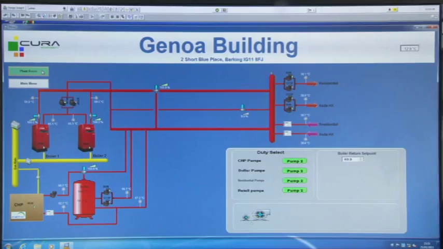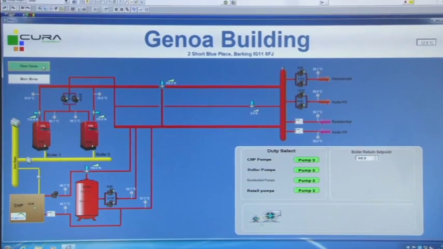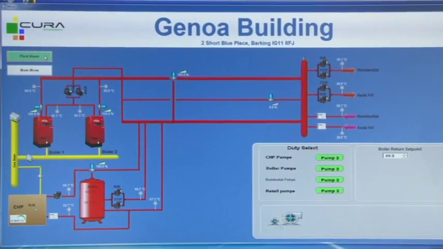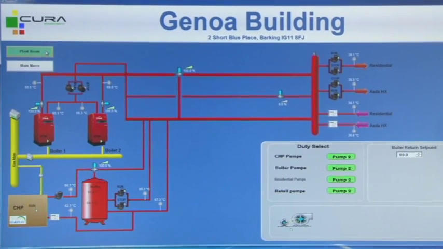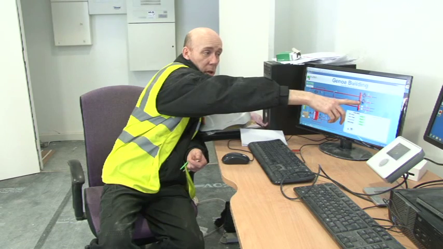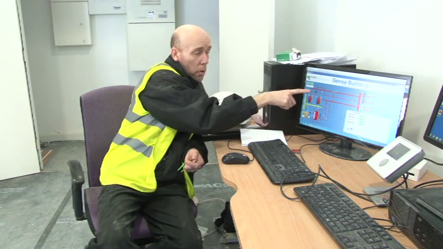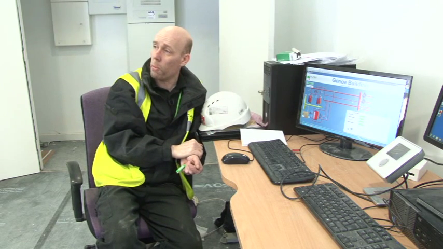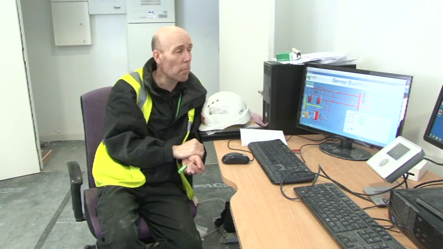Okay. On here we have the CHP, the buffer vessel, which is the massive great big one by the door, the two boilers, the gas supply, all of the pipe work within the plant room, and then your residential pumps and your ASDA heat exchanger pumps, the boiler pumps and the CHP pumps, which are the 4 sets of pumps that were down the far end of the plant room.